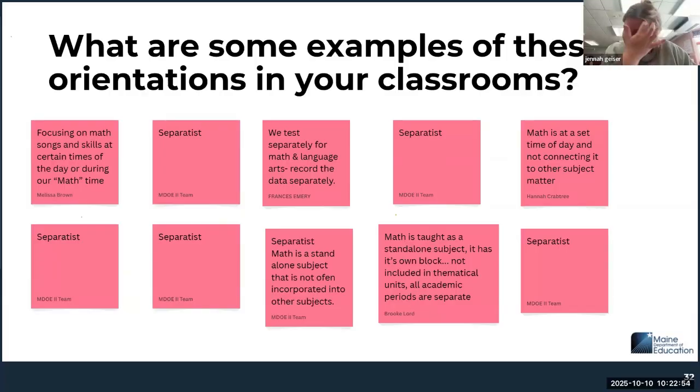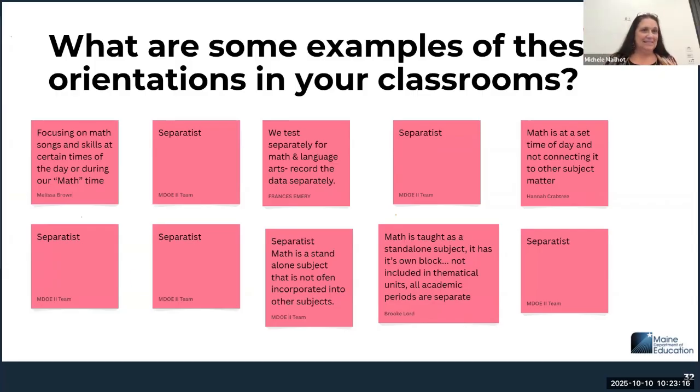Is there a volunteer who would like to share some of the conversations? I'll volunteer. Great, Jenna. We talked with our group, we're at RSU 63. We talked about how for the first sticky note, math is at a set time of day and does not connect to other subject matter.